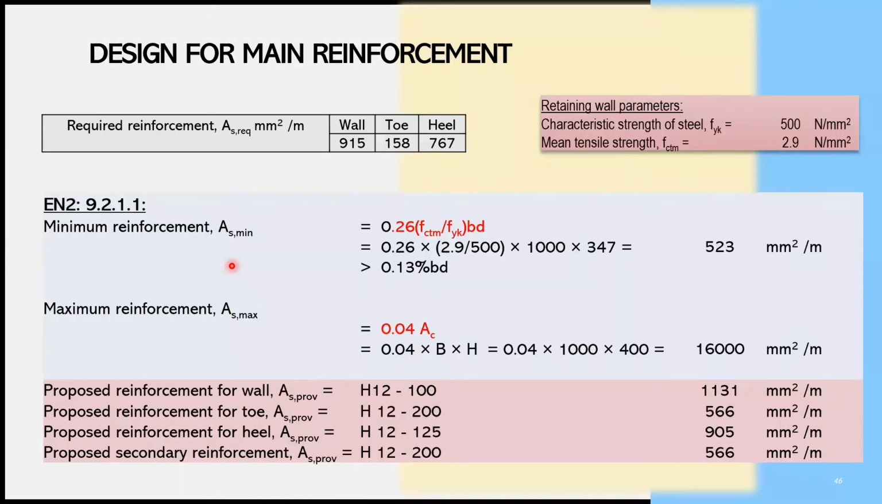Main reinforcement shall be provided within the minimum and maximum values recommended in section 9.2.1.1. AS provided are suggested for the wall, toe, and heel as H12-100, H12-200, H12-125 respectively. The secondary reinforcement is proposed for transverse reinforcement and surfaces that require only minimum reinforcement.